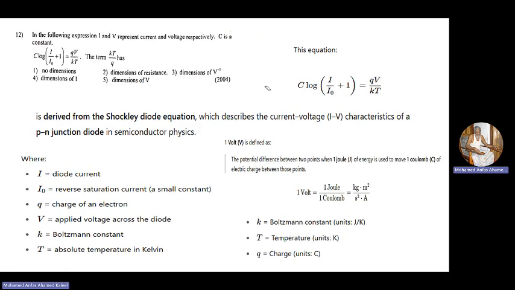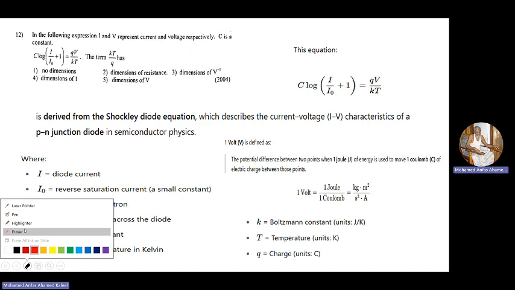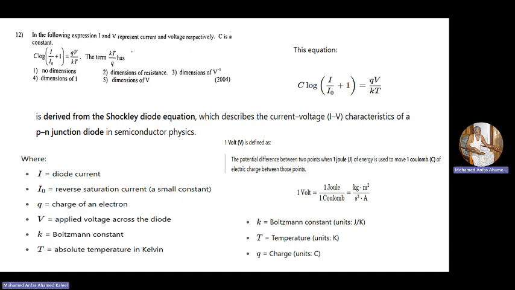Okay, question number 12 is: in the following expression, I and V represent current and voltage respectively. C is a constant. Okay, so they are asking about the term kT over q. What is its dimension? That is the question.